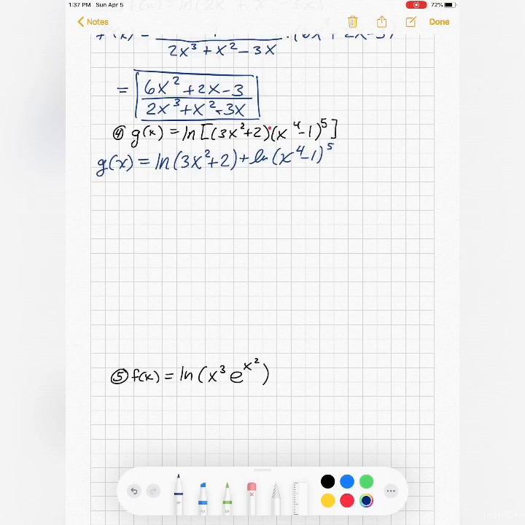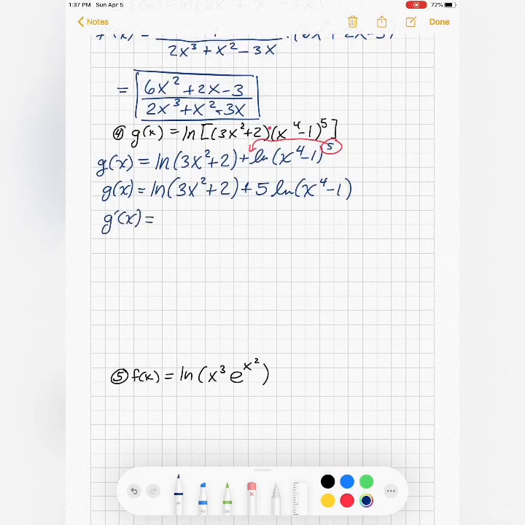Let me see what else I can do with log properties. Remember that rule that says I can bring this exponent down to the front? Maybe I should do that. I can't do anything with this first factor because that exponent's not on the whole argument. Could do that. So this is still g of x. Now let me look at finding the derivative.